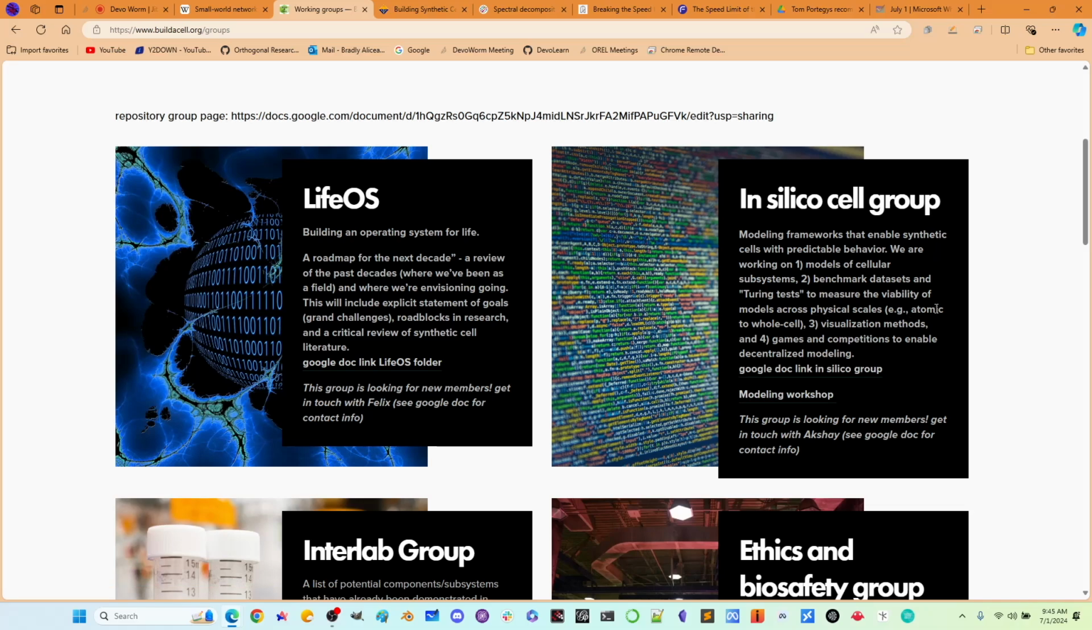And then doing this at different physical scales, from the atomic scale to the whole cell. The cell ultimately is composed of a bunch of atomic processes, but you have to link that to things that are going on at the cell level. Then they have visualization methods and games and competitions to enable decentralized modeling. I think that's more along the lines of organizing the community.